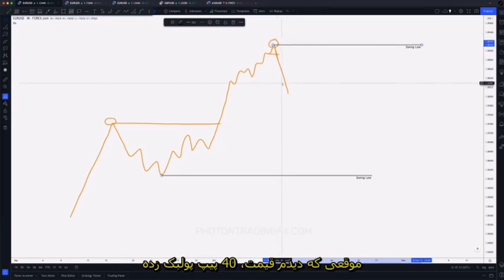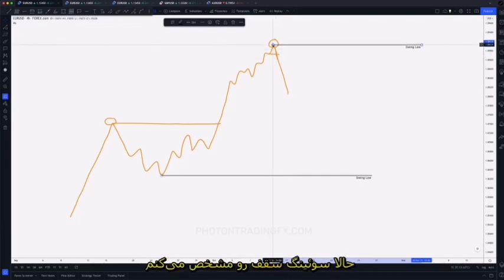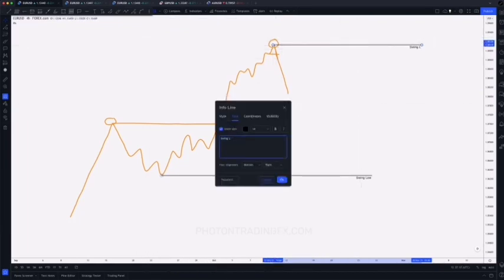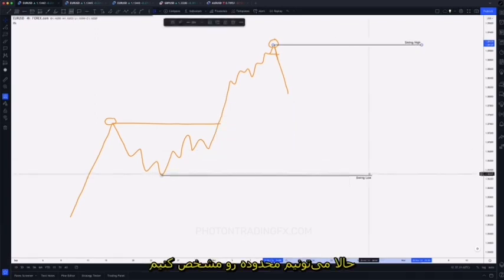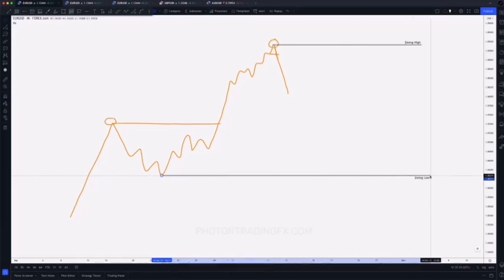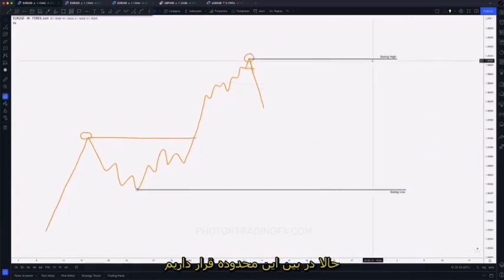The moment I see price has pulled back 40 pips, now I mark on the swing high, okay? So let me change this to that, right? So now what you can do is you can draw the range you're in. So we're within this current range, okay?